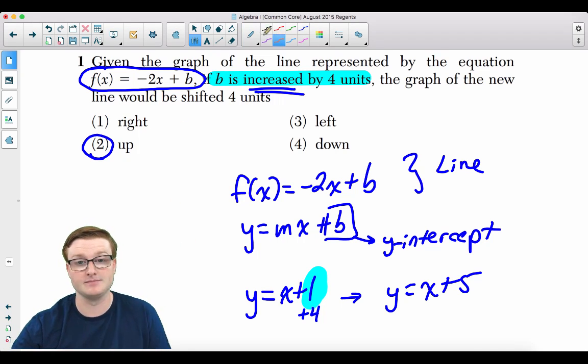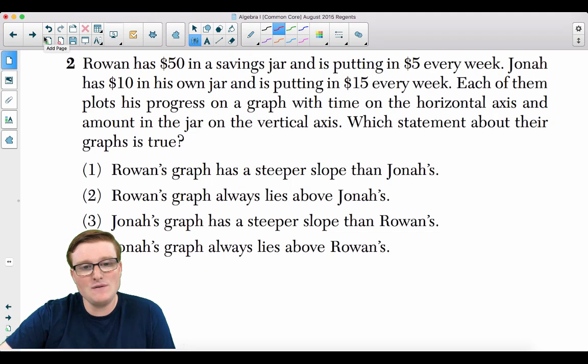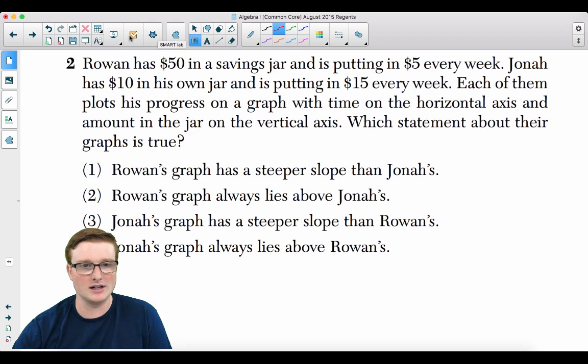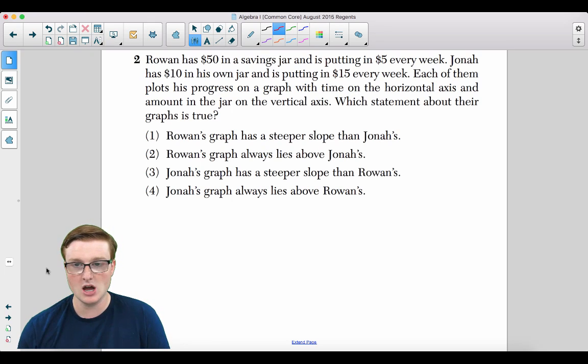All right, moving on. Number 2. Rowan has $50 in a savings jar and is putting $5 in every week. Jonah has $10 in his own jar and is putting in $15 every week. Each of them plots his progress on a graph with time on the horizontal axis and the amount in the jar on the vertical axis. Which statement about their graphs is true?